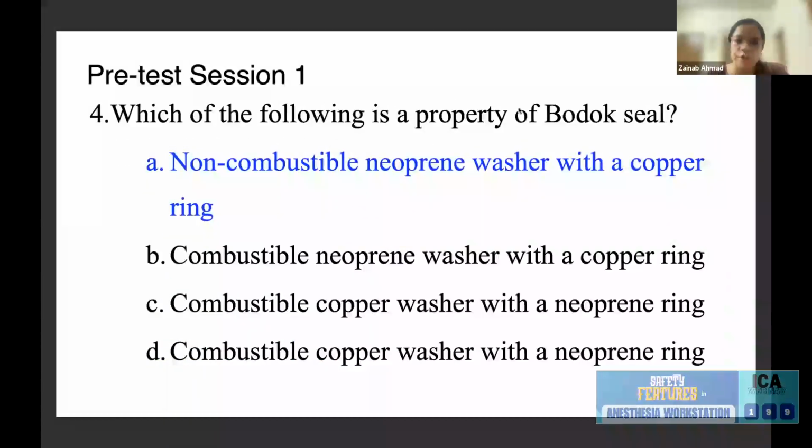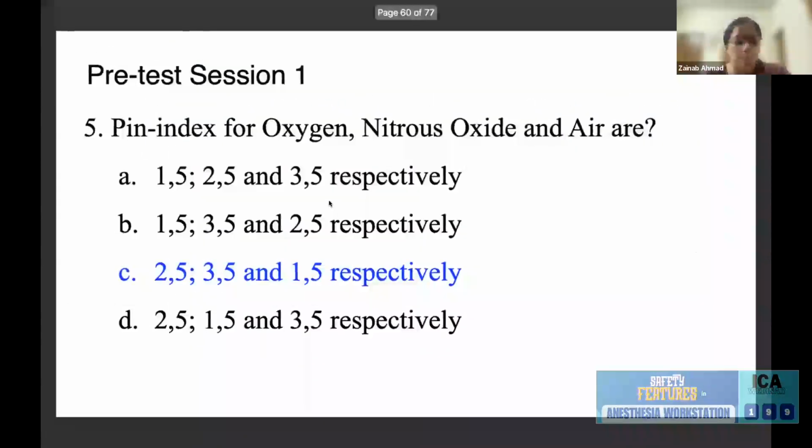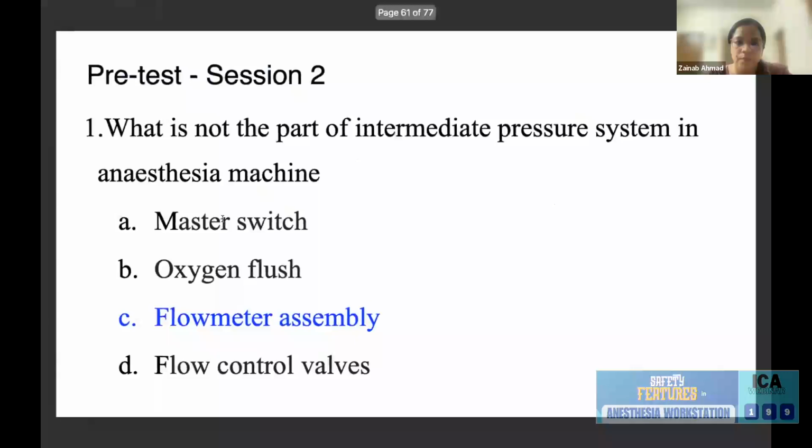Question 4: which of the following is a property of Bodok seal? It is a non-combustible neoprene washer with a copper ring. I already discussed the properties of the Bodok seal in my presentation earlier. What is the pin index for oxygen, nitrous oxide, and air? As I told you the mnemonic, air is 1.5, oxygen is 2.5, and nitrous oxide is 3.5. So 1.5, 2.5, 3.5. Option C was the correct answer.